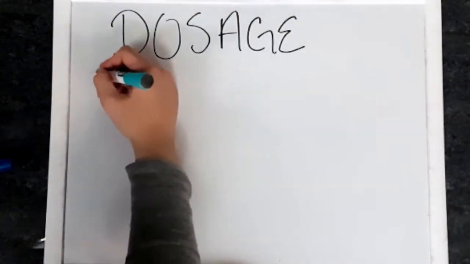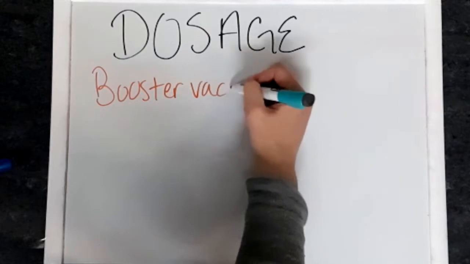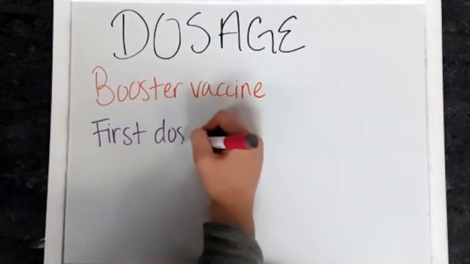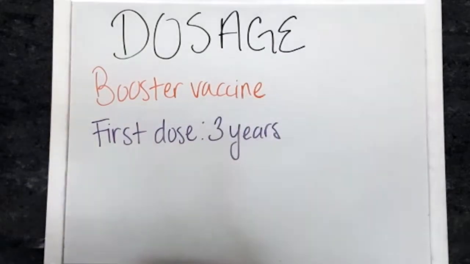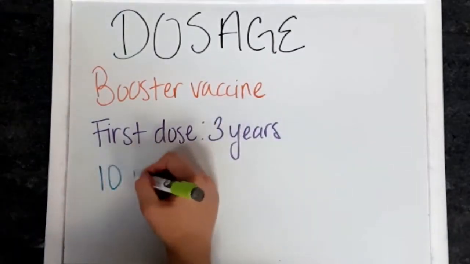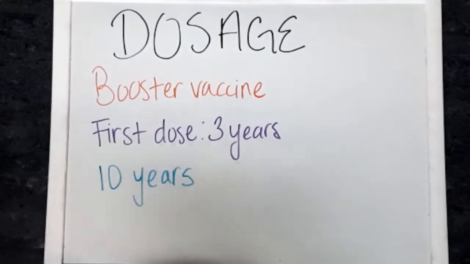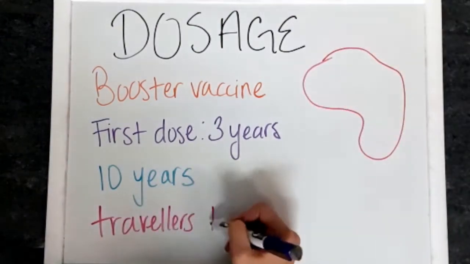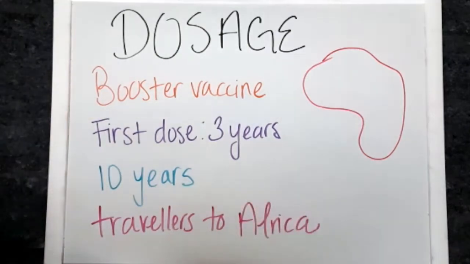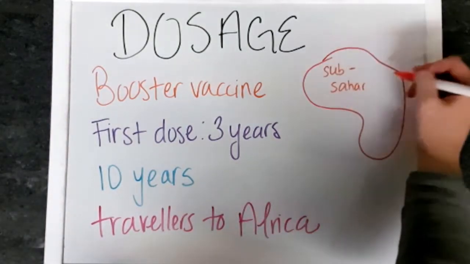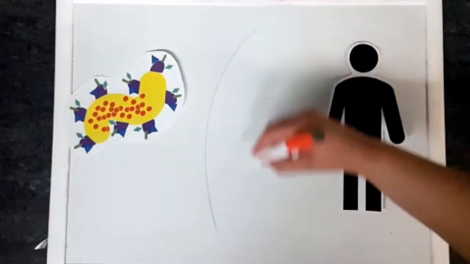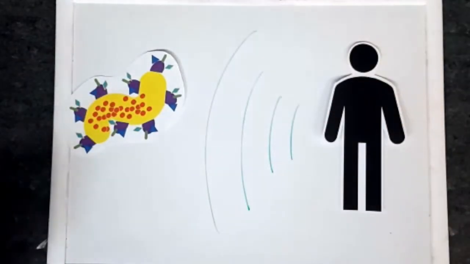Dosage. Our vaccine targets populations in sub-Saharan Africa. The vaccine is designed to be a booster vaccine because of the parasite's nature to develop resistance. The first vaccination will be administered at the age of 3 and then every 10 years after. The vaccination will also be administered to those who are traveling to Africa, where there is a high prevalence of malaria. By being vaccinated, when one is exposed to the sporozoite, it will be able to elicit the immune response.